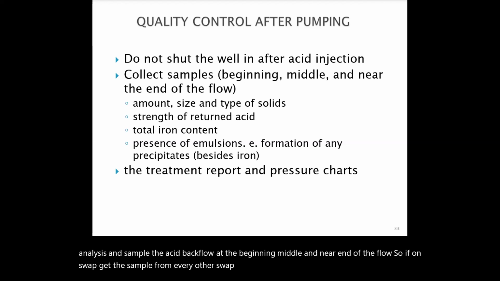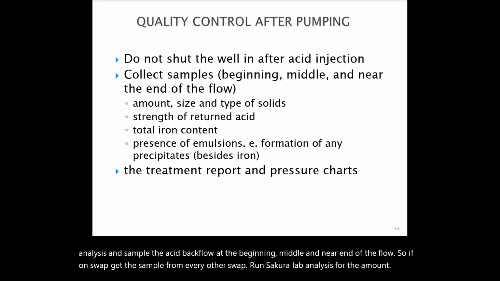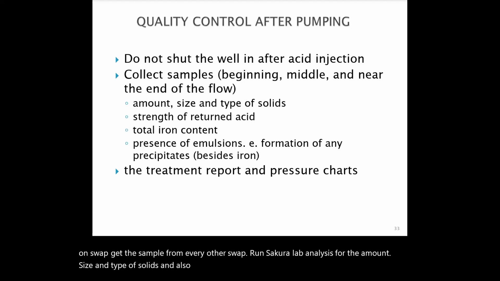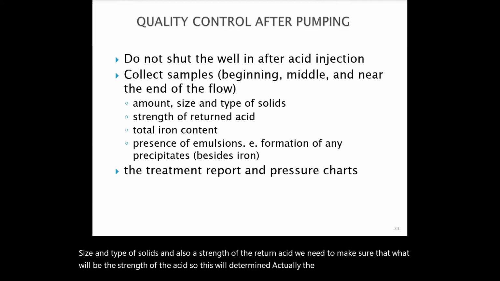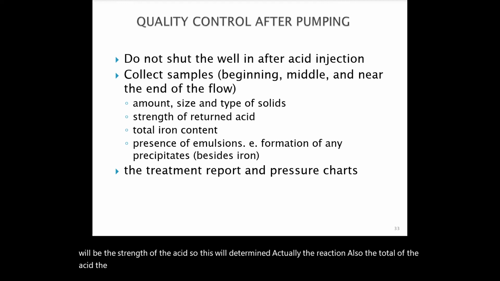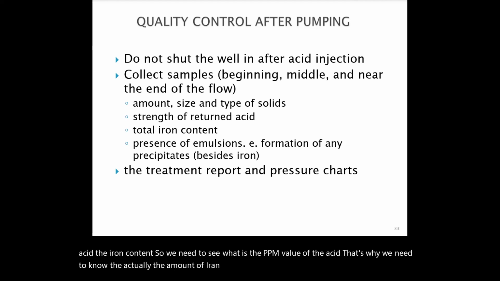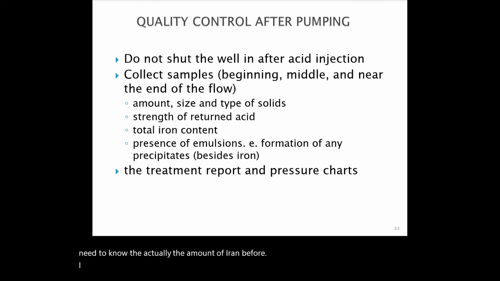Secure a lab analysis for the amount, size, and type of solids, and also the strength of the return acid. We need to make sure what the strength of the acid is, because this will determine the reaction. Also the total iron content of the acid, so we need to see the ppm value. That's why we need to know the amount of iron before and after. And after, we need to have 3 samples also in order to make sure that everything is in order.